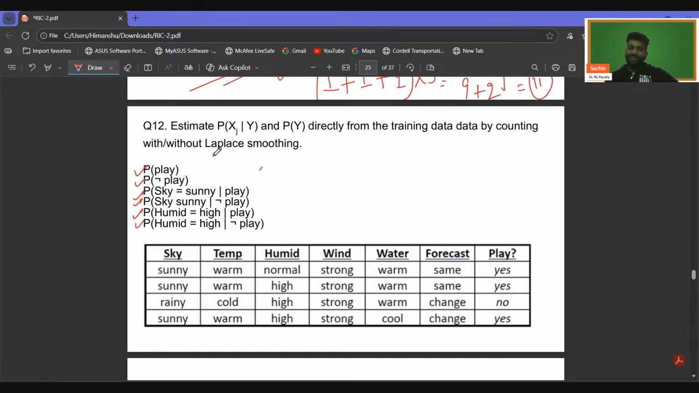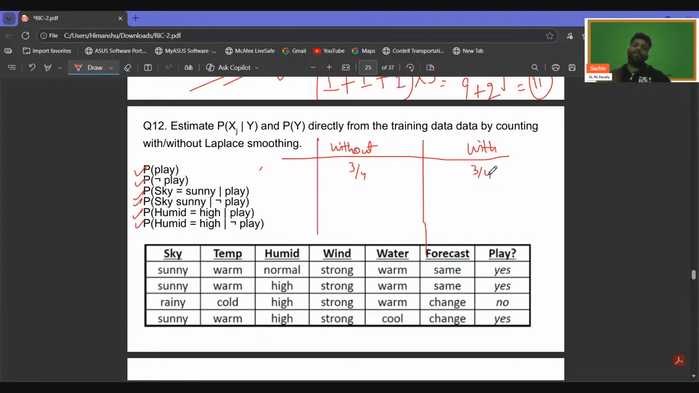Let me just calculate this for you. First we'll do without, and then we will do with smoothing. Let's write out all the possible calculations. What is the probability of playing? We have 4 rows, and if I'm saying play, that means I'm talking about play happening. In that case, the probability is 3 out of 4, with and without smoothing it's the same.